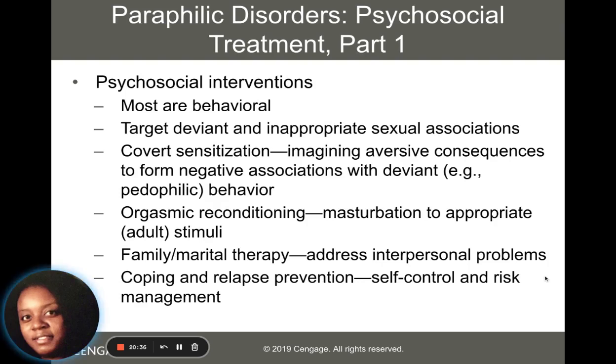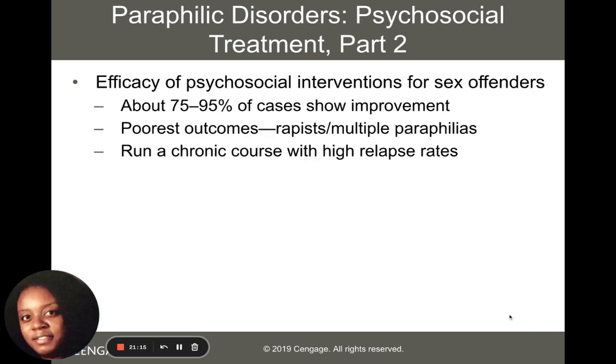And when it comes to treatment, most treatments are going to be behavioral. They're going to target deviant and inappropriate sexual associations. There could also be some covert sensitization, so imagining aversive consequences to form those negative associations. Having orgasmic reconditioning, so masturbation to appropriate adult stimuli, so that desire for non adults is not there. Engaging in family and marital therapy can also help address some interpersonal problems, and having coping and relapse prevention so that the person learns some self control and risk management can also be helpful.